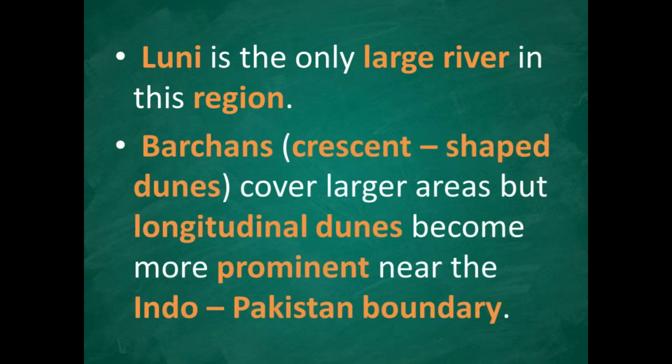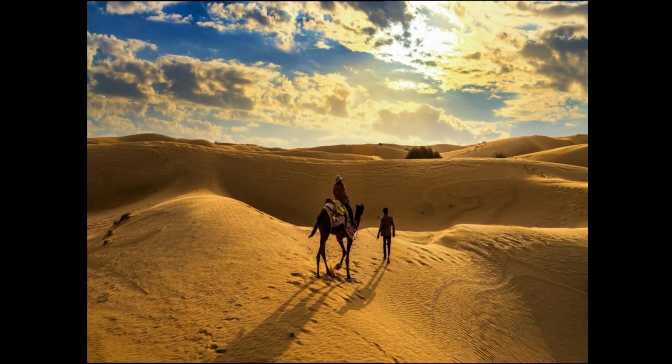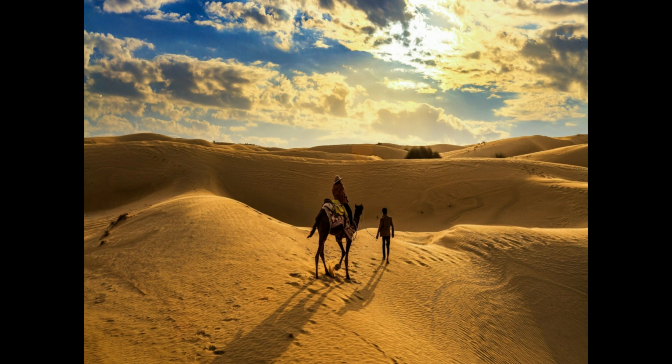Barchans, which are crescent-shaped dunes, cover larger area, but longitudinal dunes become more prominent near the Indo-Pakistan boundary. This is the picture of our Thar Desert, which is also known as the Indian Desert.